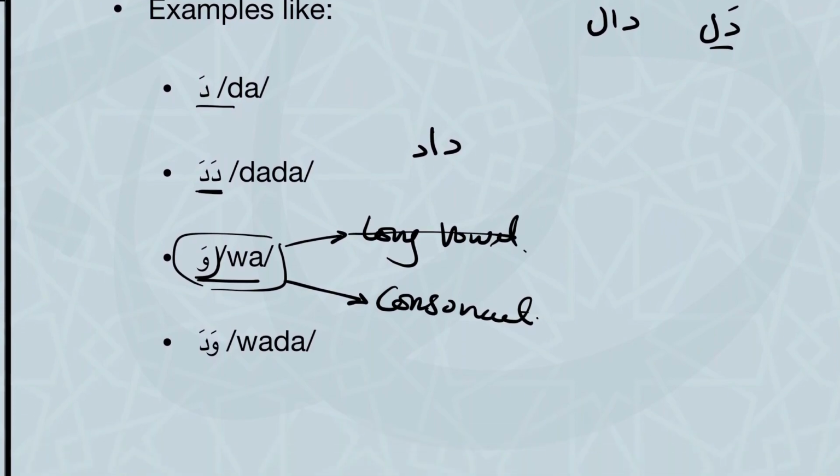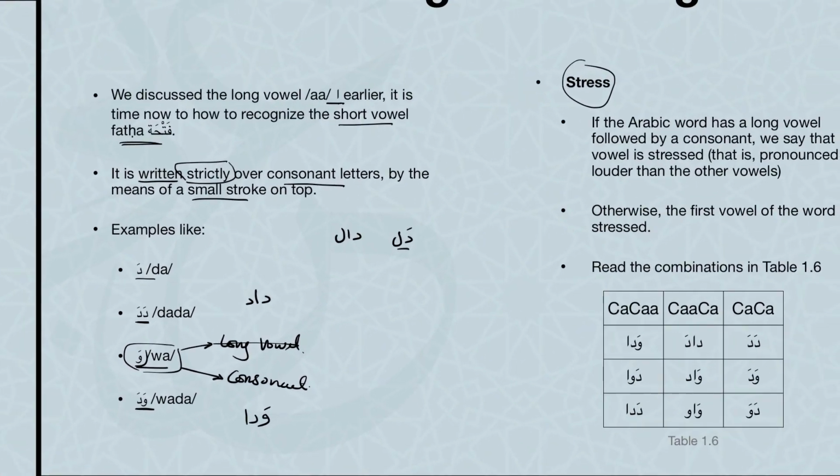Let's be adventurous and try to pronounce this. Wada, wada, wada. Now let's put a long vowel here and write it like this. Wada, wada. So I guess that so far the vowels, long or short, are kind of clear.